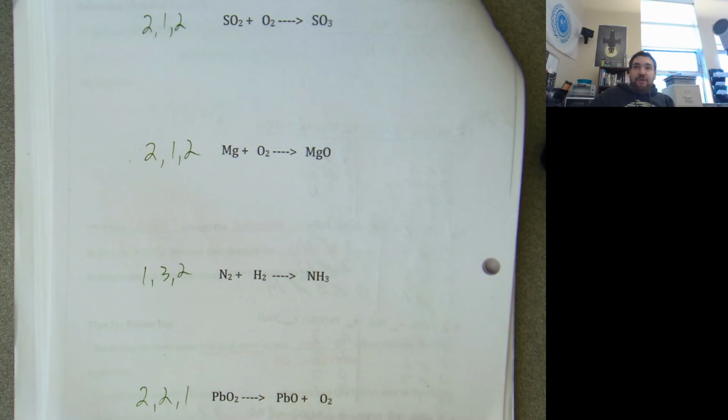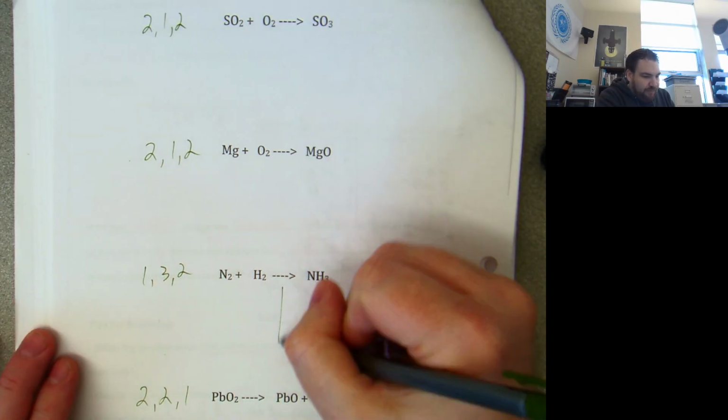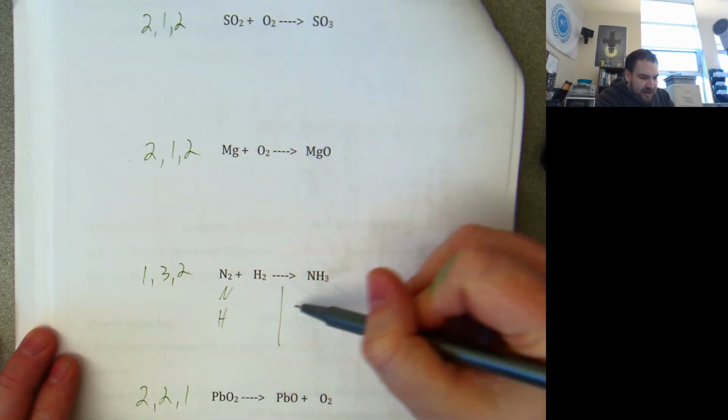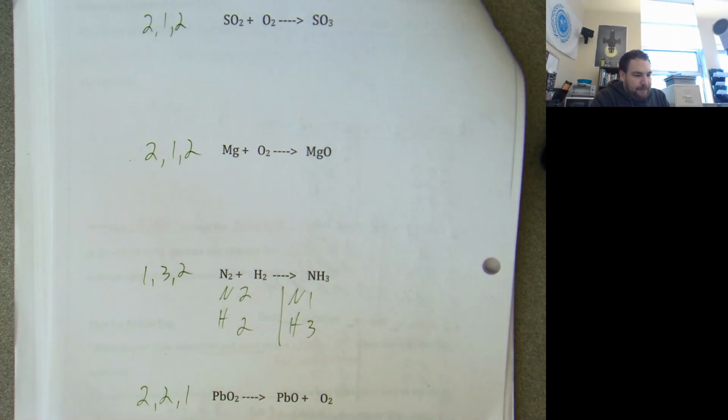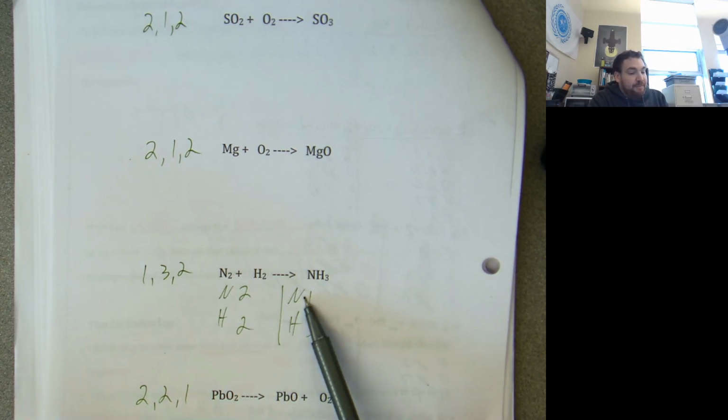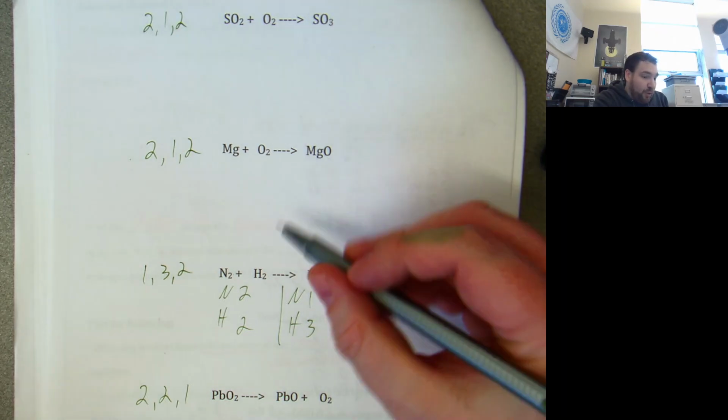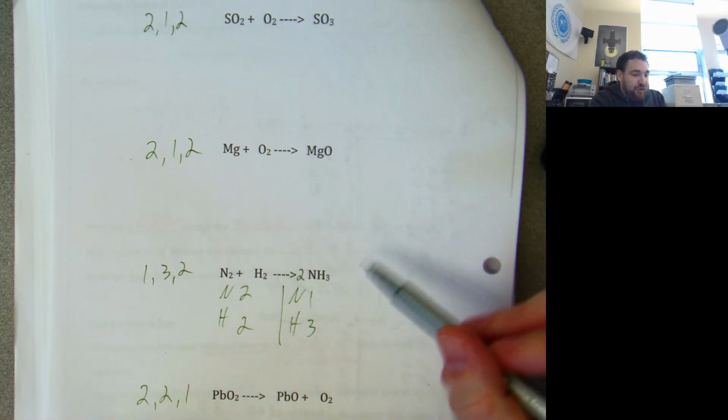Okay, the third one, I can do the third one. I've got N's and I've got H's. 2, 2, 1, 3. So this is another one of those where it's not oxygen. Actually, forget I said anything. I'm not going to start with that. I'm going to start with the nitrogens. I got 2 on this side and 1 over here, so to balance those nitrogens, I'm going to have to put a 2 in front of the NH3.